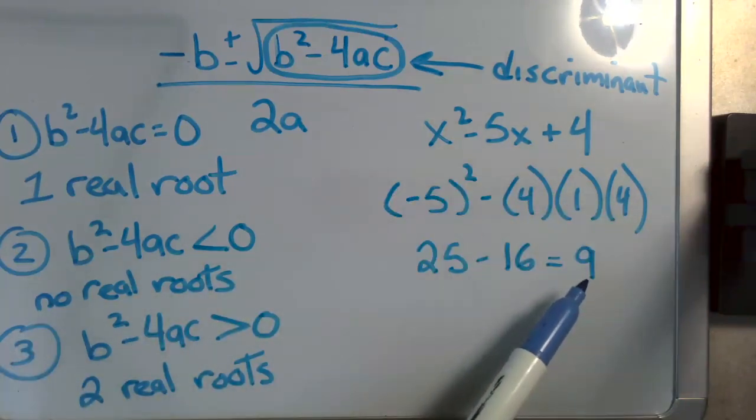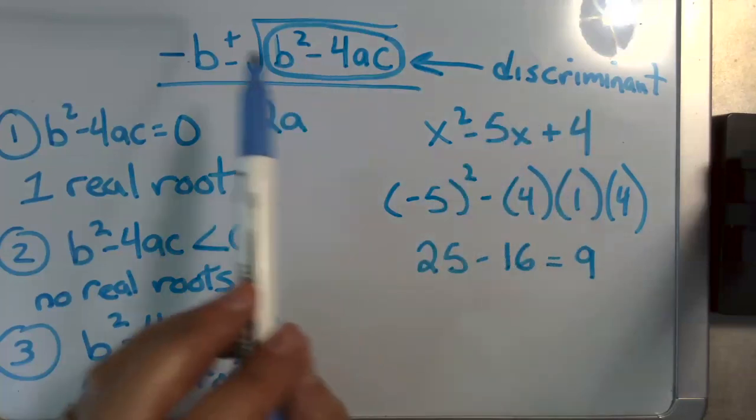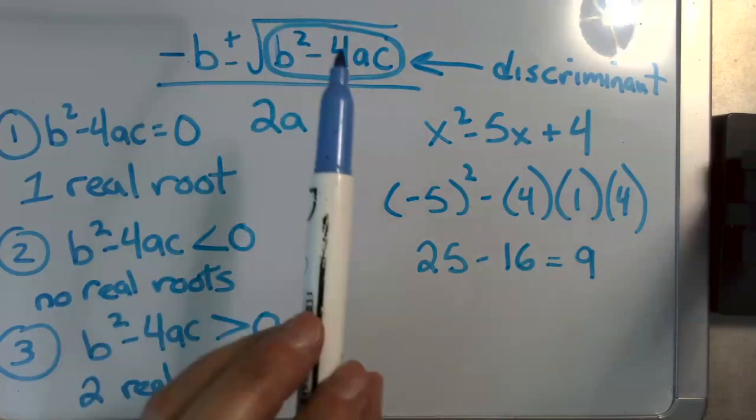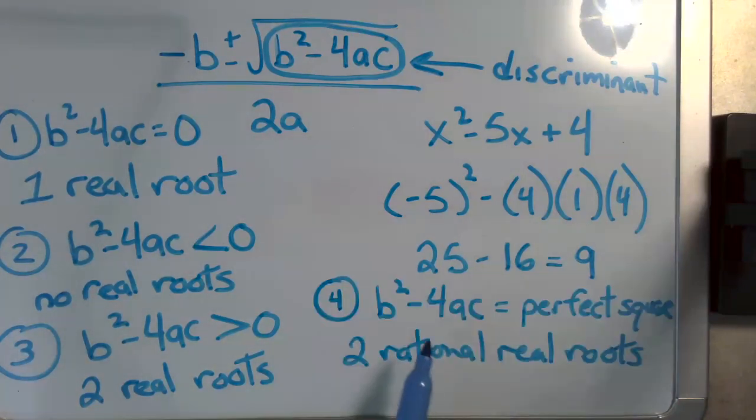When you have a perfect square as your discriminant, then you will not end up with a square root in your answer. So not only will you have two real roots, but you will have two rational real roots, as opposed to when our previous example, we had square root of 5, that would be an irrational number. So the last bit of geekery is, if your discriminant equals a perfect square, you will have two rational real roots.